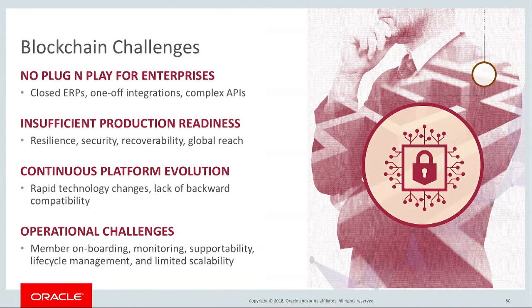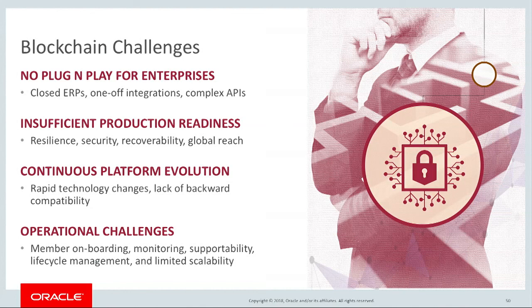The implementations of blockchain that you're seeing right now are not production ready. Every enterprise needs some basic characteristics. They need scalability, they need security, they need resiliency. Those things are missing as far as the early implementations are concerned. There's a lot of technology churn. Things are changing rapidly. How do you make sure as an enterprise that your investments are secure and there is backward compatibility? Operational challenges, especially in blockchain implementations, because this is spread over multiple companies, multiple organizations.